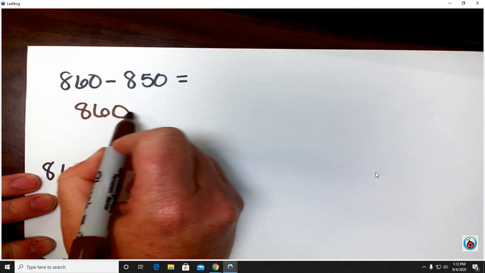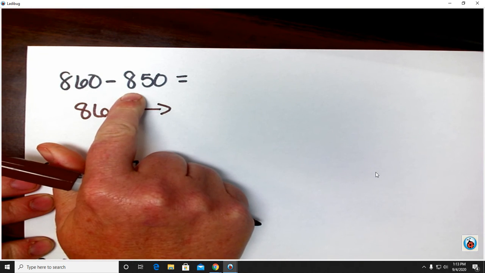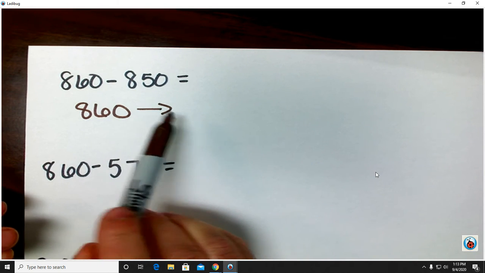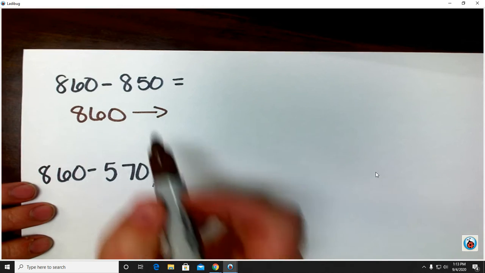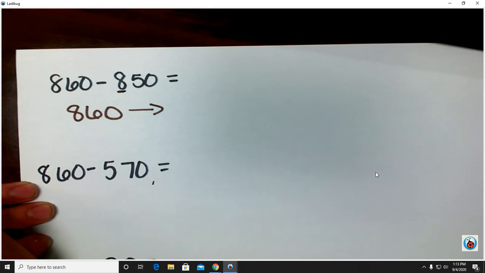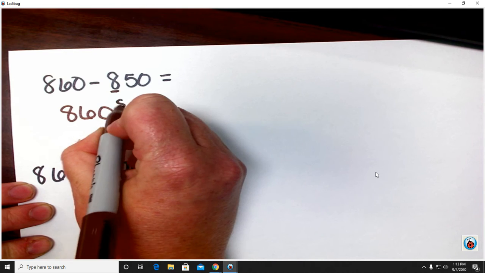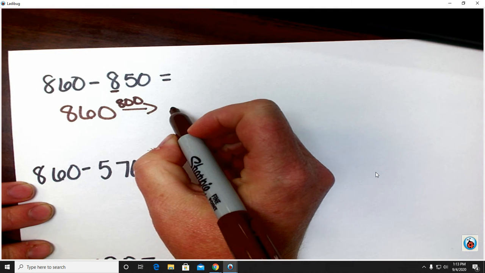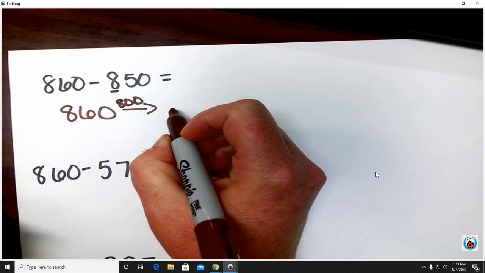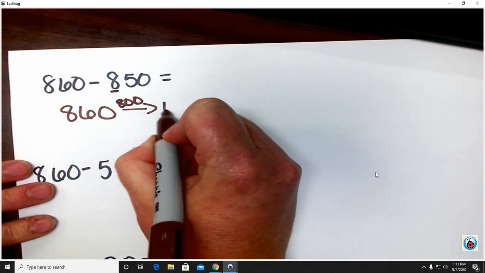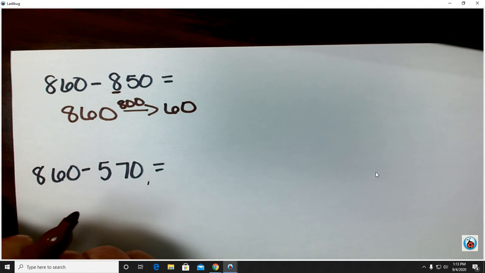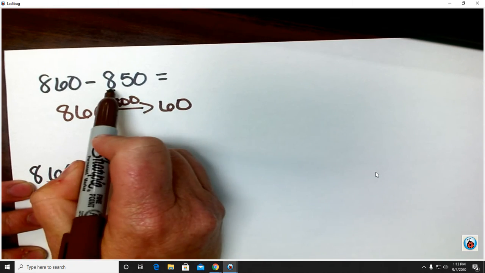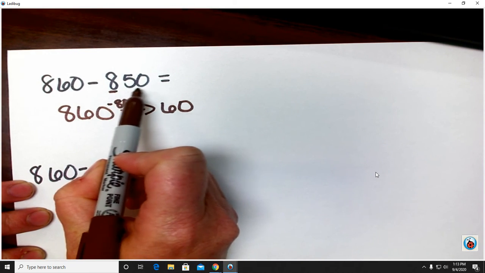So I have 860, and I have to subtract 850. So if you need to, you can subtract by 100 8 times. I'm just going to go on and subtract by 800 because I know I have 800s. Okay, so I know that 860 minus 800 is 60. Okay, so I've made my jump of 800. Now I have to make a jump of 50.